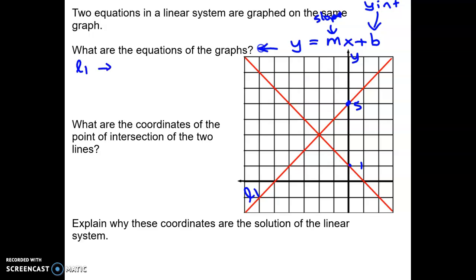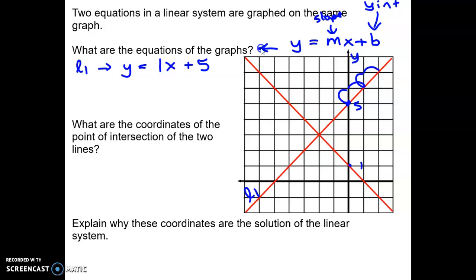Line 1 in mx plus b, let's look at the slope. Remember, slope is rise over run. This one goes up 1 and over 1, up 1 and over 1. So the rise is 1, the run is 1, meaning the slope is 1 over 1. If I put this into the equation, we'd get 1x plus 5 for the equation of line 1. Again, the y-intercept is 5, and the rise over run is 1.